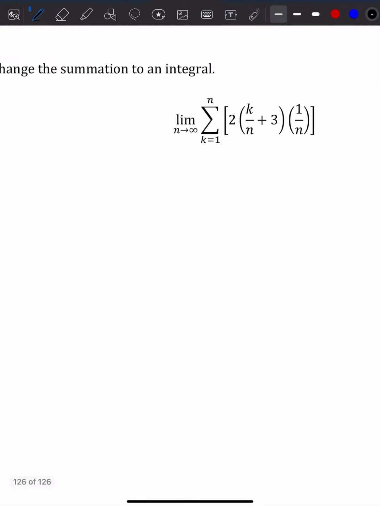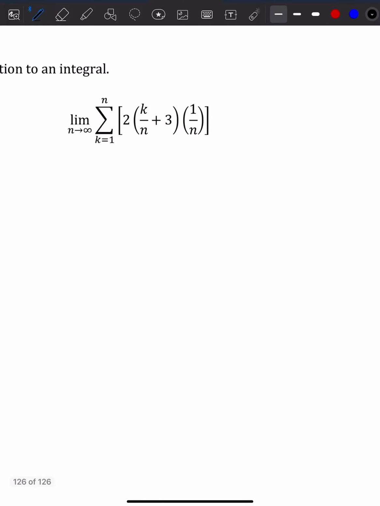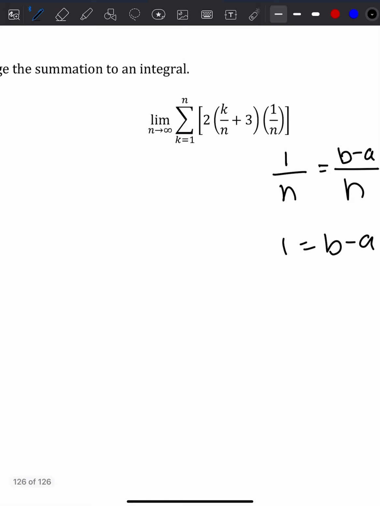Okay, so let's look at this problem. We have the limit as n approaches infinity of the summation from k equals 1 to infinity of 2 times the quantity k over n plus 3 times 1 over n. So 1 over n we know is going to be our change in x. So once again, 1 over n is equal to b minus a over n. This means 1 is equal to b minus a. So the difference in our interval is 1.